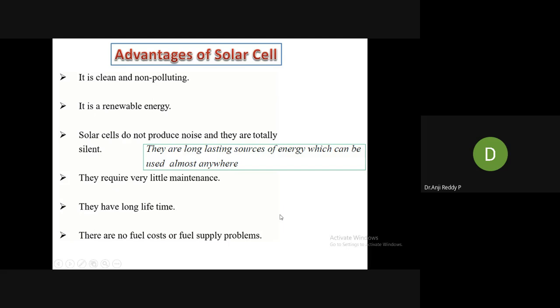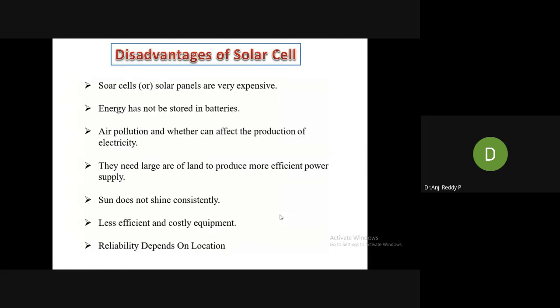These are the advantages. Then what are the disadvantages? Solar cells or solar panels are very expensive, remember. After installation, maintenance is very little, almost maintenance free. But for installation, we have to purchase solar cells, and those are very expensive. That is the first point.